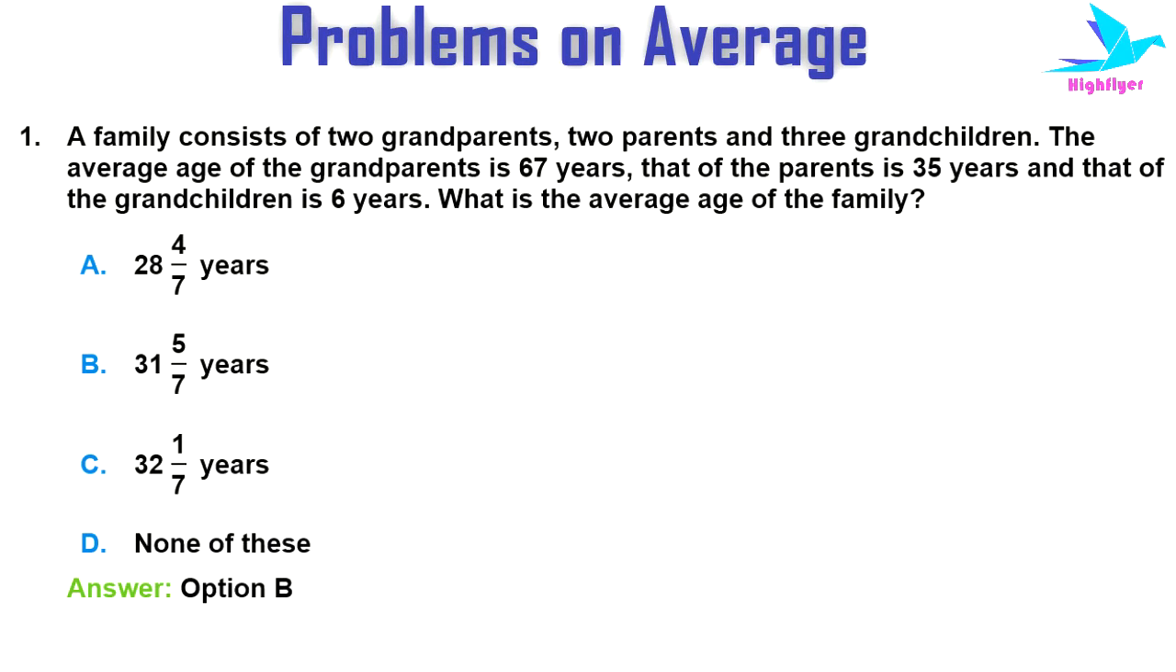First example, a family consists of 2 grandparents, 2 parents and 3 grandchildren. The average age of the grandparents is 67 years. That of the parents is 37 years and that of the grandchildren is 6 years. What is the average age of the family? The options are 28 4 by 7 years, 31 5 by 7 years, 32 1 by 7 years, or none of these. The right option is option B, 31 5 by 7 years.